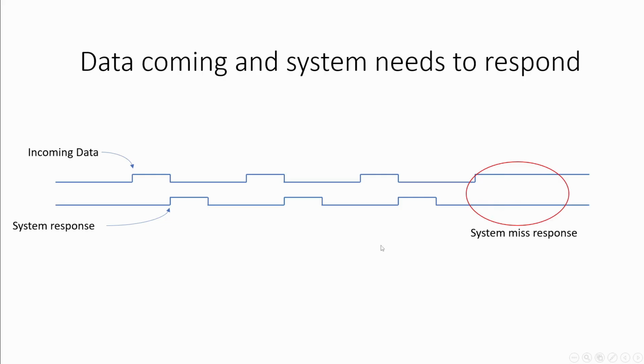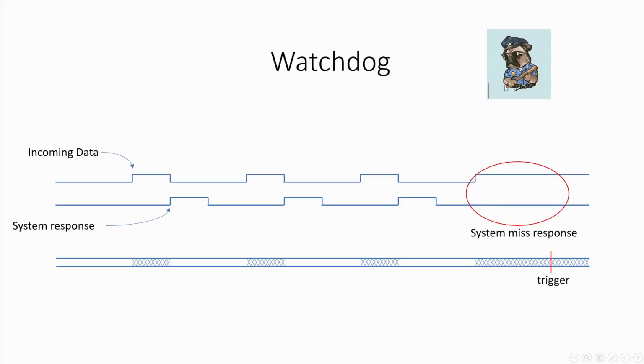For this we have what we call a WatchDog. A WatchDog is actually a simple counter, and while the data is coming in, we will count. We can measure how much time the reaction should take after the incoming data. And if we're missing it, the counter will keep counting, and then we can put a trigger at some point. At this point the ILA will trigger, and we can see what happened and why the system missed the incoming data.